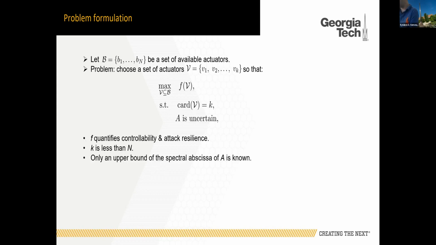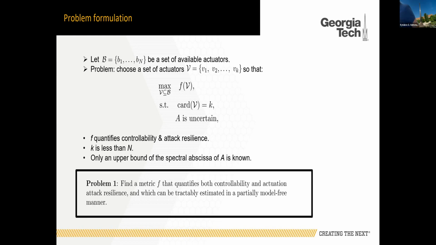Again, when I design this optimization, remember that every time I place my actuators, I have to guarantee that controllability is there. So I have to optimize a form of controllability, but at the same time I have to incorporate that when I place my actuators, in the presence of attacks, I'm resilient to them. And one small thing that we need to know from the A for these specific scenarios is an upper bound of the spectral abscissa of A, but nothing else.